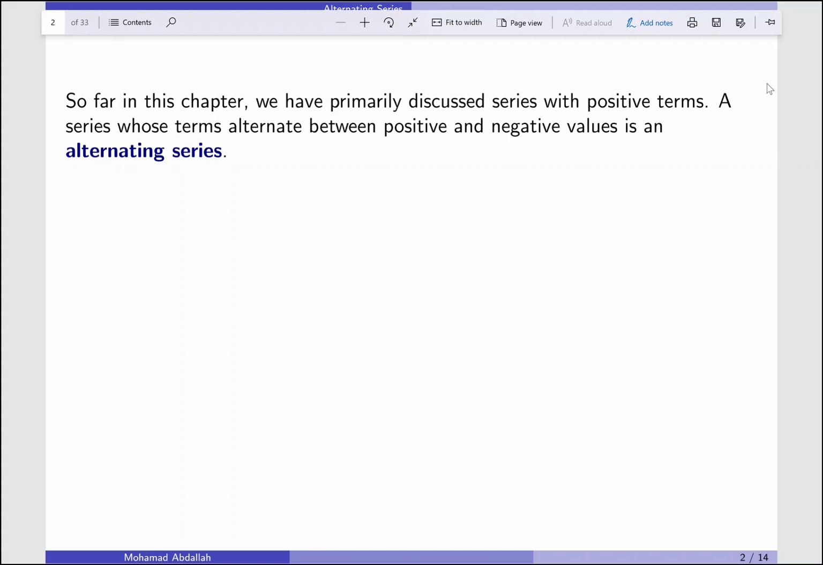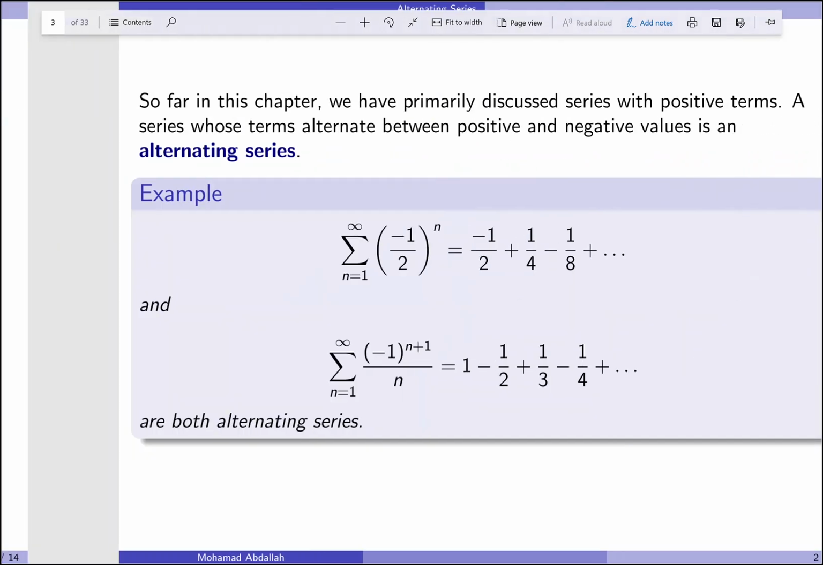We have seen some series with negative terms when we talked about the special series like the geometric and the telescoping. Okay. Now in this section we will consider a series where the terms alternate between positive and negative values. So this type of series we're going to call an alternating series. So an alternating series is a series whose terms alternate between positive and negative values.